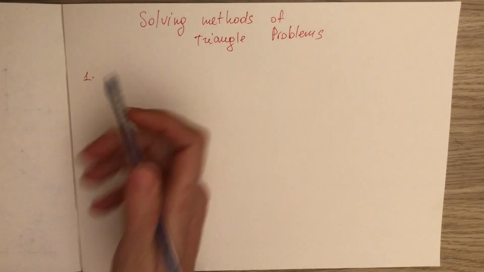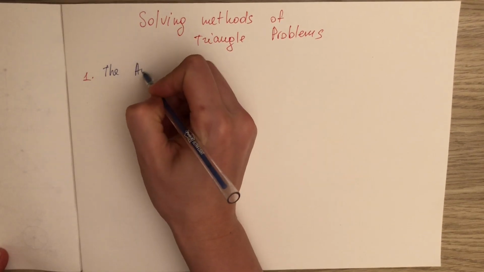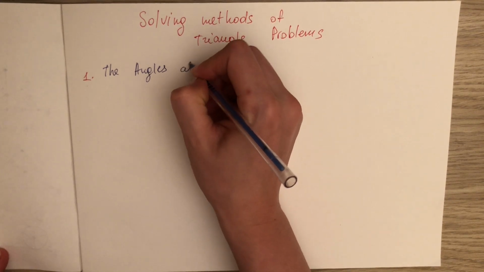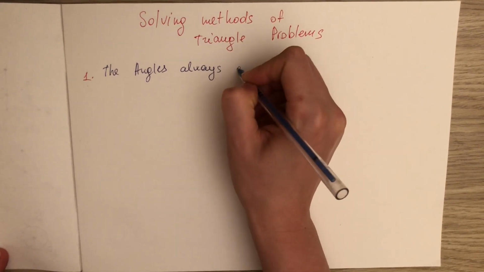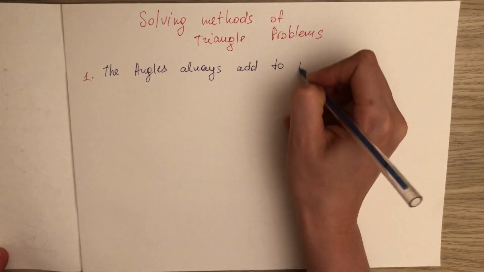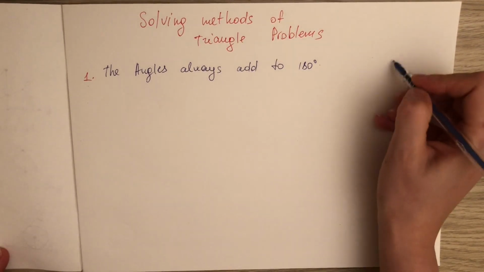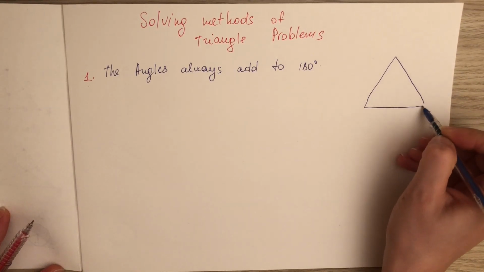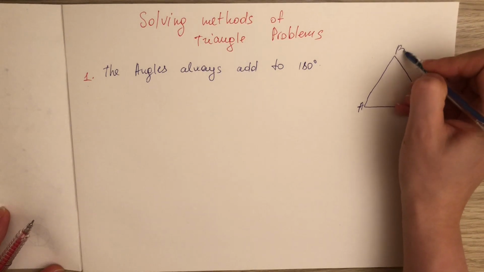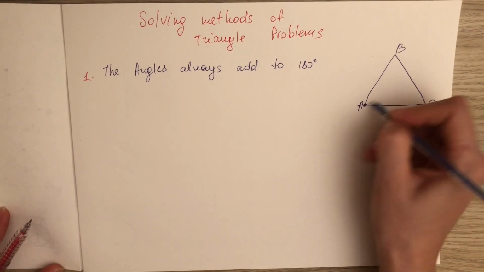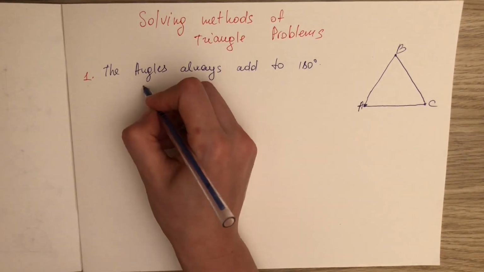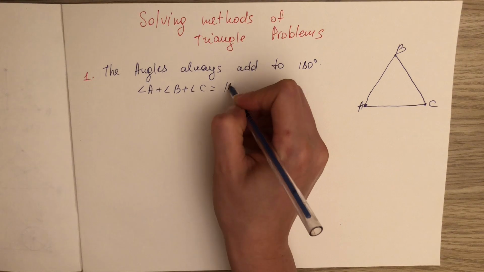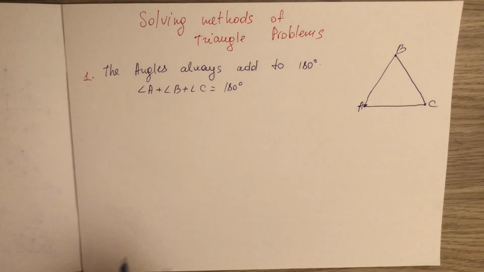First is, as you know, the angles are always at 180 degrees. It means that, let it be our triangle with vertices A, B, and C, A plus B plus C is always 180.